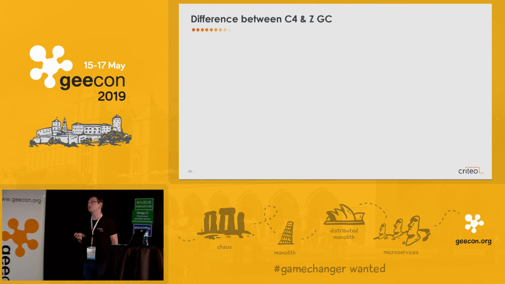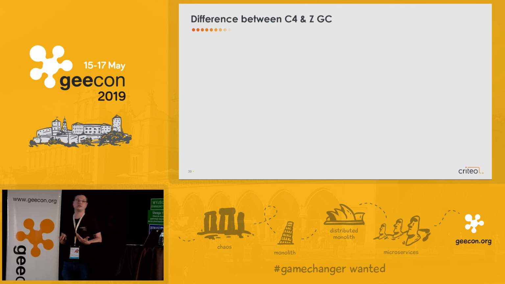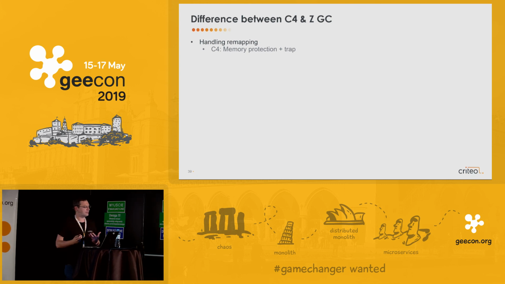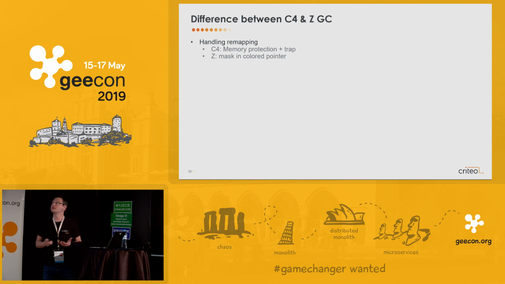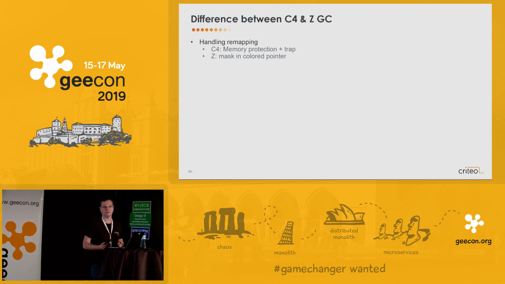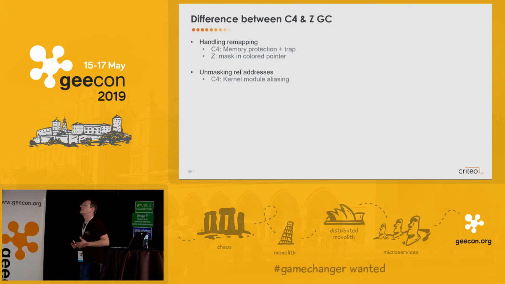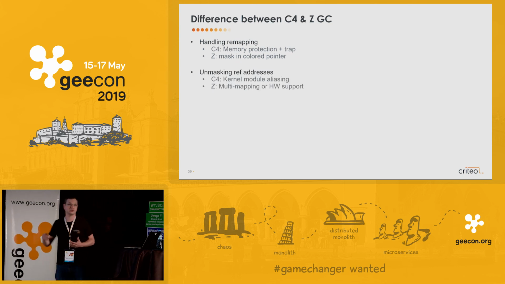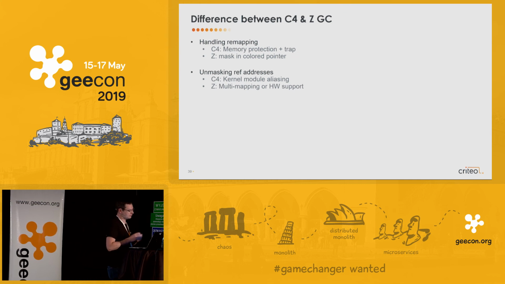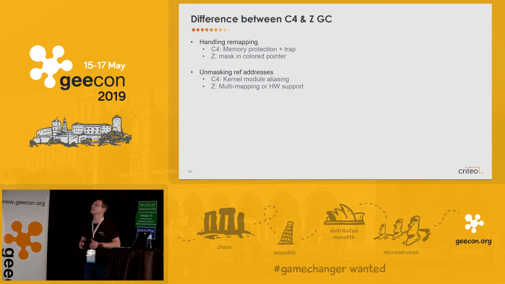So C4 and ZGC are very similar. Are there any differences? Yes, but very few. So how do they handle remapping? C4 uses memory protection plus trap, whereas ZGC uses a mask in the color pointer. For unmasking reference addresses, C4 uses a kernel module to do this with aliasing. It's a little bit of a black box, and for that it uses multi-mapping or hardware support.